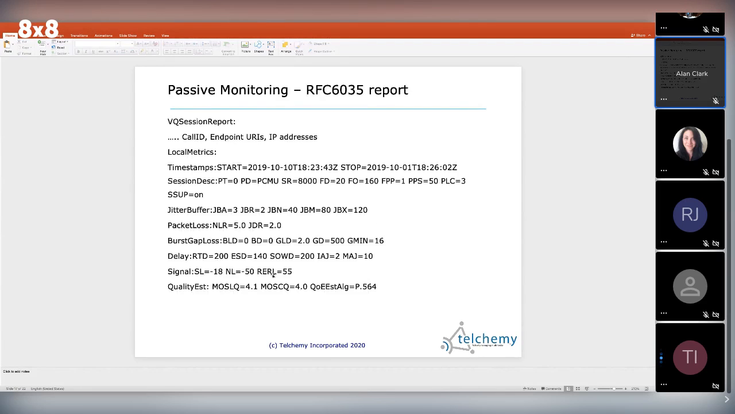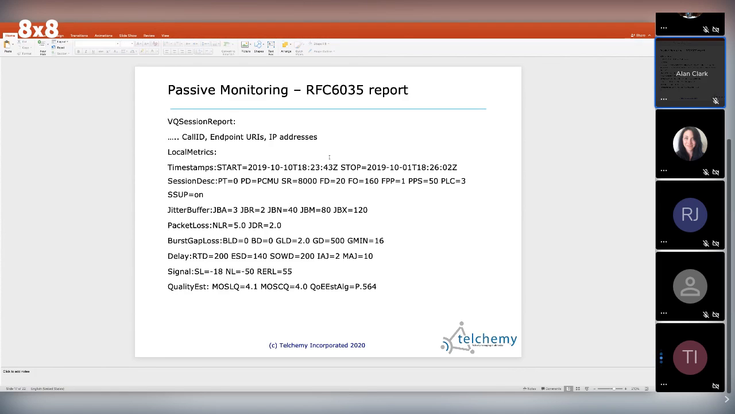I've truncated it a lot, but the RFC 6035 report looks kind of like this. You have a whole bunch of SIP header information above it, and then you have some descriptive information about the call itself: the call ID, the phone URIs or phone numbers of the endpoints, the IP addresses of the endpoints. That allows you to clearly identify the two endpoints of the call and the call ID. And then you have a local metrics block, and then another very similar looking remote metrics block, which is optional, but gives you the same information from the other end.